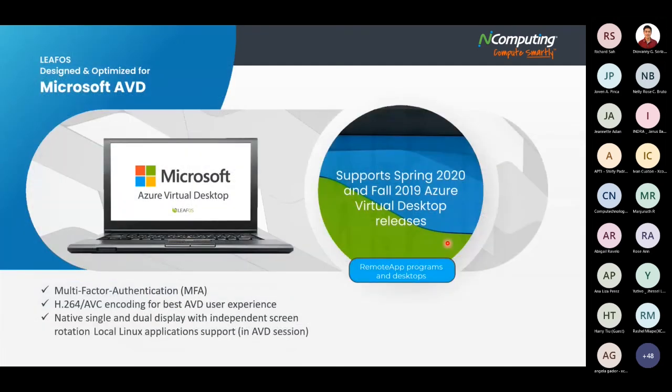And we would like to also emphasize that we support Microsoft's AVD Spring 2020 and Fall 2019 Azure Virtual Desktop releases, fully compatible not just in Leaf operating system but in our previously mentioned thin client models. And we support multi-factor authentication, best user experience courtesy of the H.264 encoding. We support native single and dual display, both in our RX420 model and even our Leaf operating system.